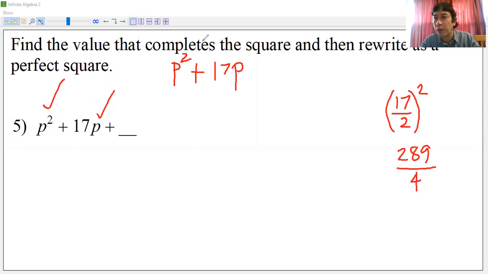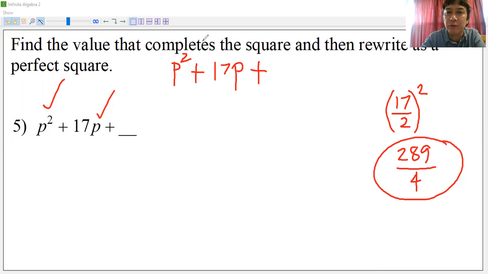Remember, if you square a fraction, you square the numerator, and you square the denominator. When you square 17, that's 289. That's for the numerator only. Now, you're going to the denominator, which is 2, you will square that. So 2 squared is 2 times 2, that's 4. So this is the required number to be added. So you're going to add here a fraction equivalent to 289 over 4.